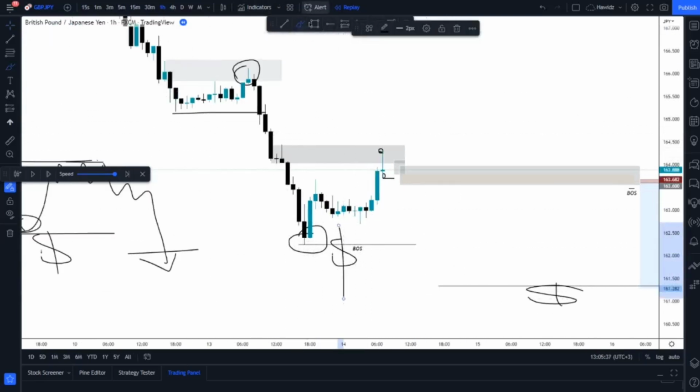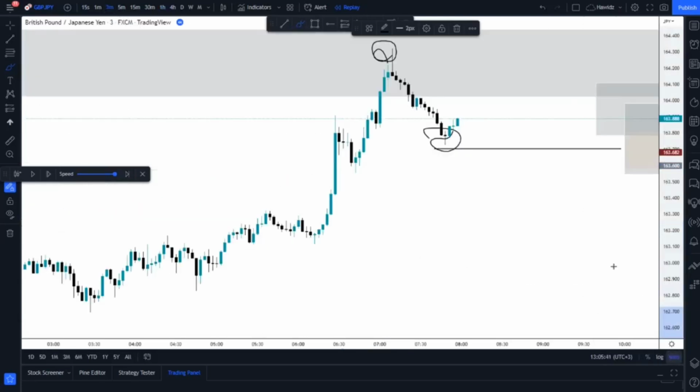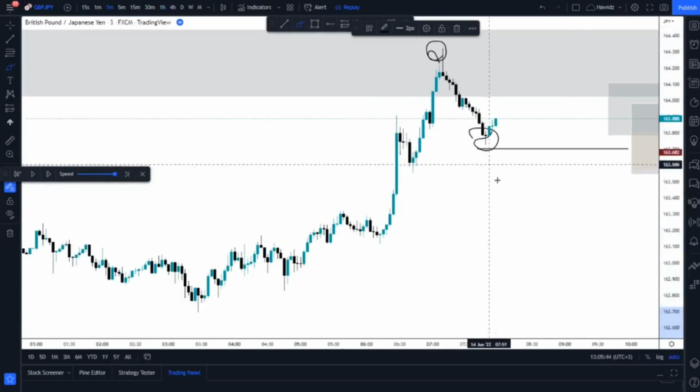Now when price reached here, as usual, roll down to the lower time frames. Now I'm not explaining why exactly I went to the 3 minutes, but it is what it is, right?